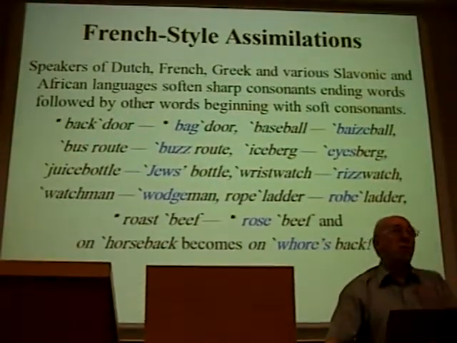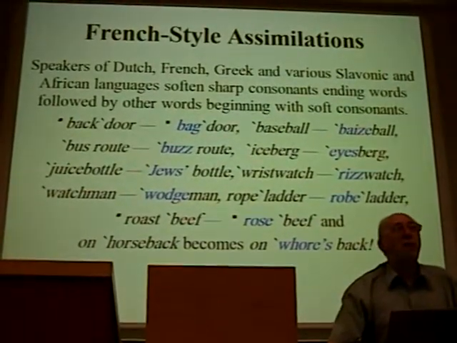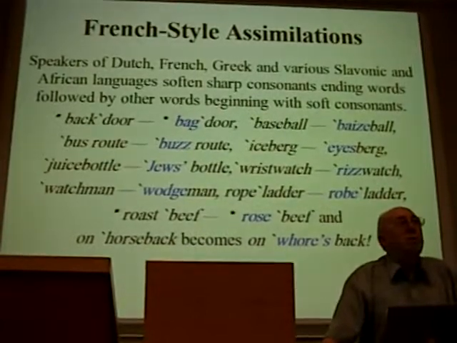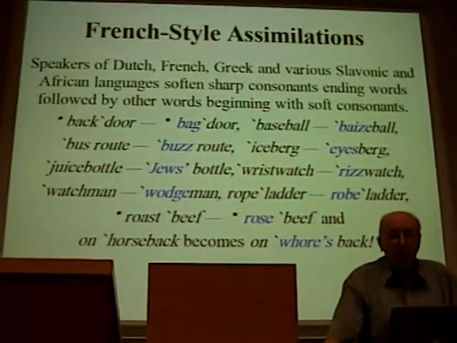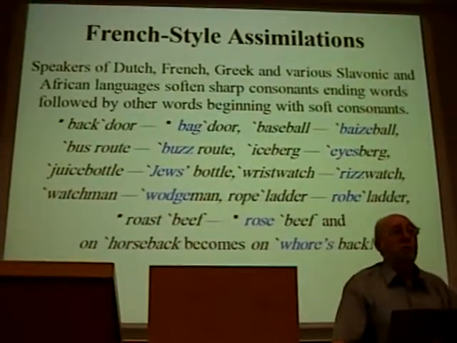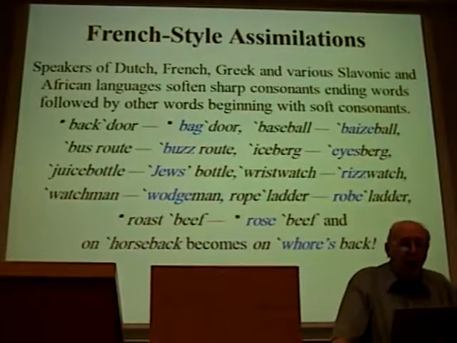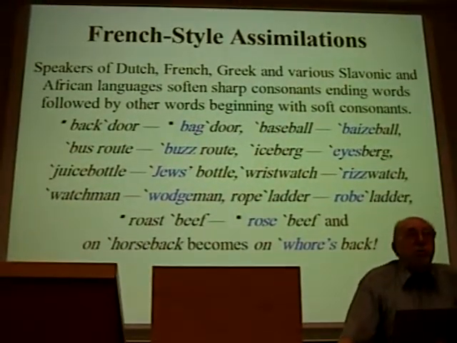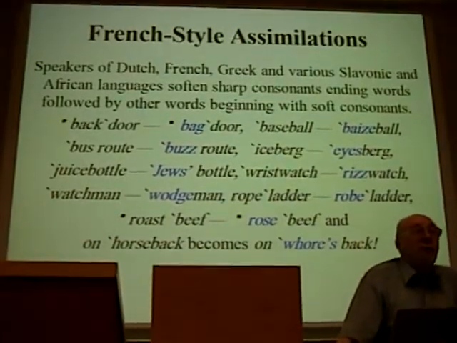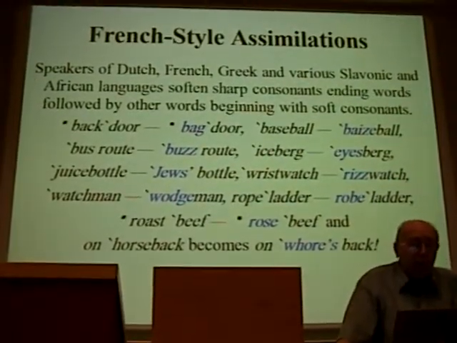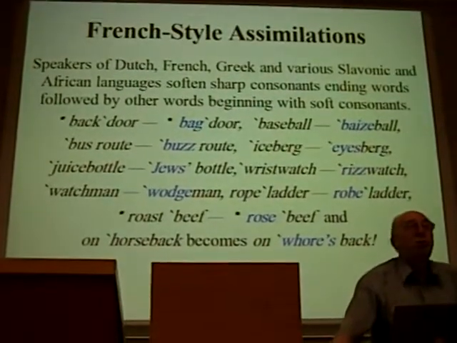Now, I've written them out so you can see them in the false spelling, if you like. But this is what the listener, the native-speaking listener particularly, hears when he hears "bayzeball". He pictures "baize", which is some green cloth you put on billiard tables and things like that. And if you don't say "bus route", avoiding this assimilation, then you get "buzz route". And instead of "iceberg", you get "izeberg". Instead of "juice bottle", you get "Jew's bottle". Very strange. Instead of "wristwatch", you get "rizwatch".